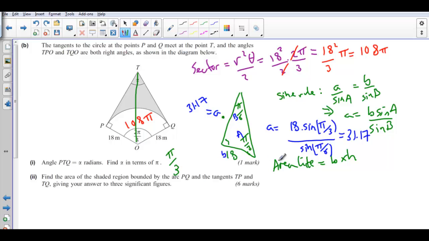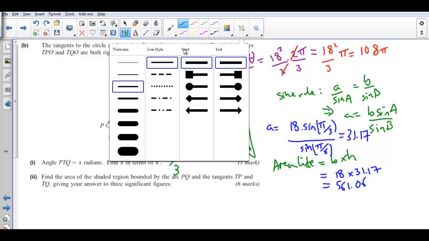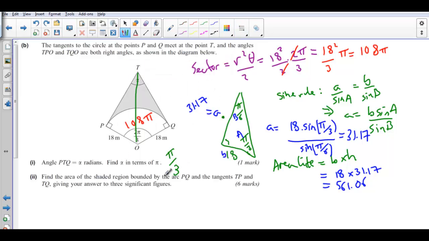We've just worked out that a is 31.17. Okay, area of the kite was base times height, so the area of the kite will be 18 times 31.17, which on a calculator is 561.06. Okay, are we finished? No, because we were after the shaded region. To get the shaded region, one last step.